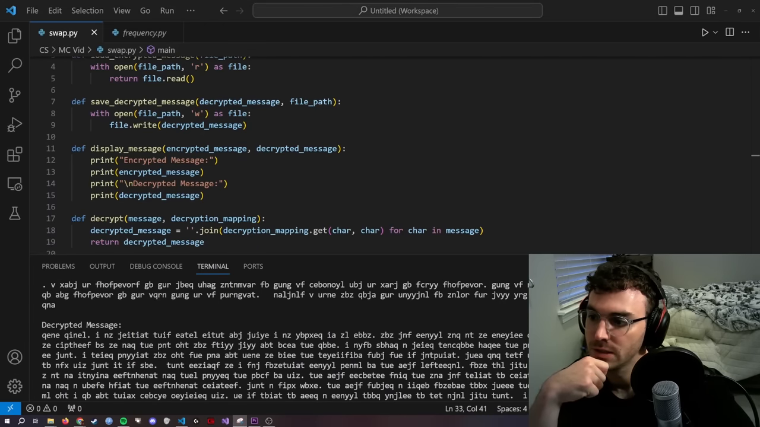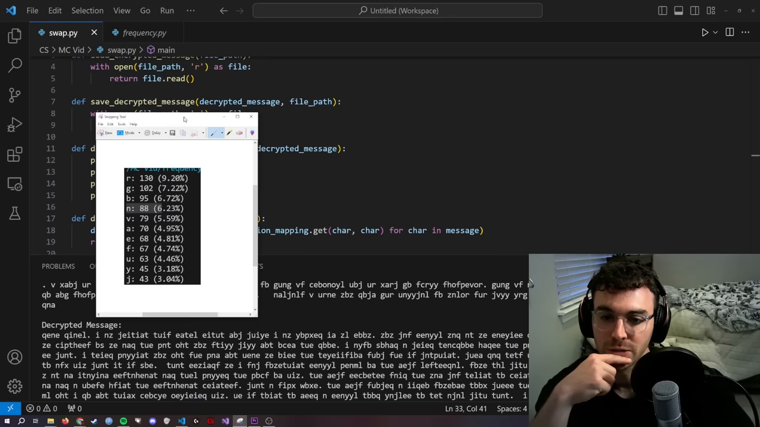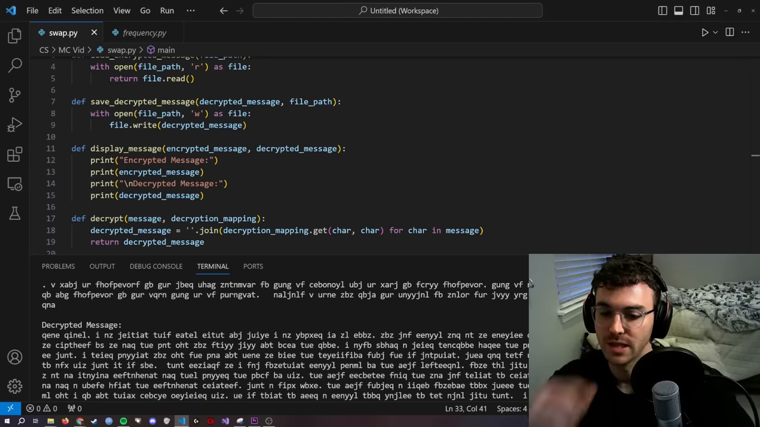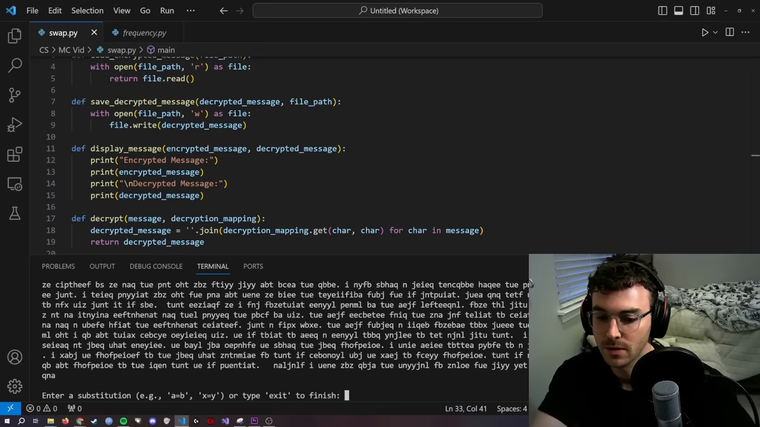Let's look at the frequencies again. So N is pretty high, plus it's appearing at the beginning of a two letter word, so I'm guessing that's an A, so maybe "I am." Let's try that. N equals A.